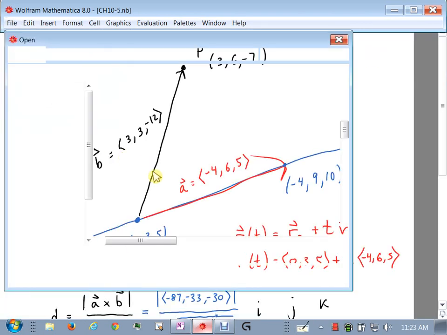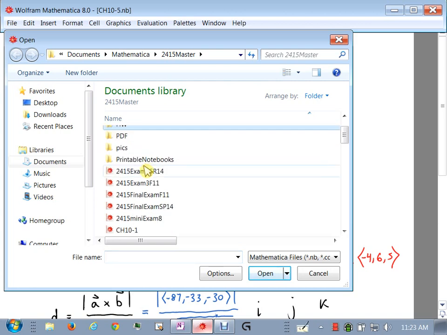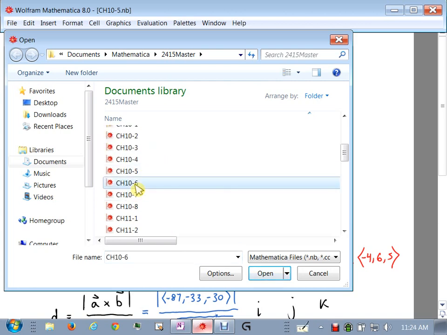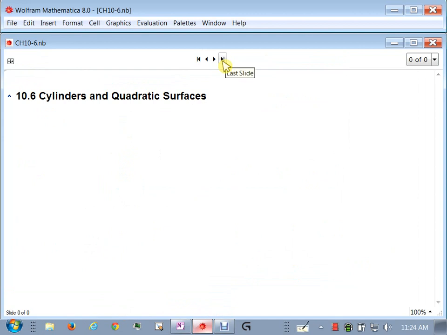Let's go to 10.6. This section is really going to be a lot of you just listening and looking, not really writing anything down too much at this point. So that's why I'm going to turn off the lights a little bit so you can really see these images. We're going to talk about what are called cylinders and quadratic surfaces. Up to this point, our three-dimensional objects that we've looked at have pretty much been restricted to lines and planes, right? Lines and planes, that's it.